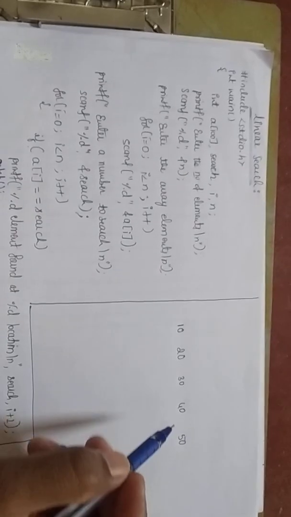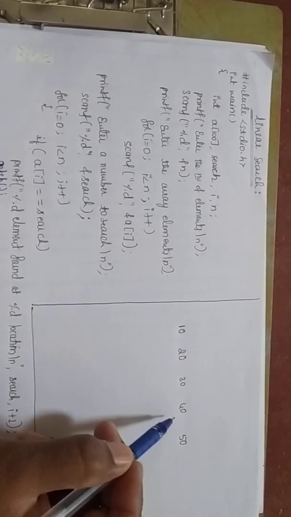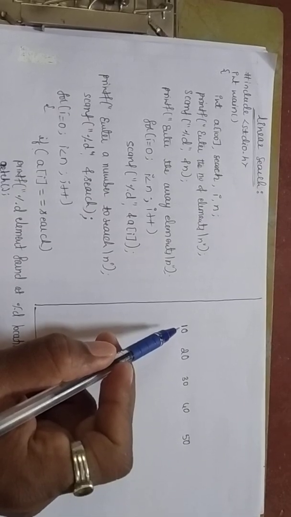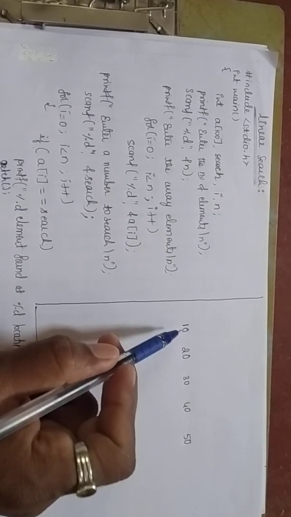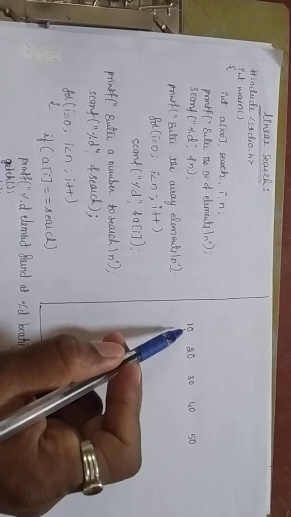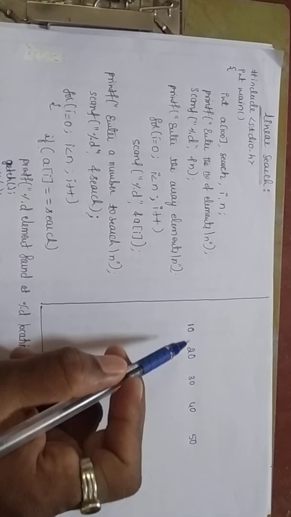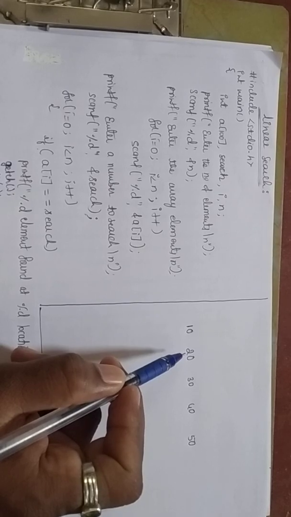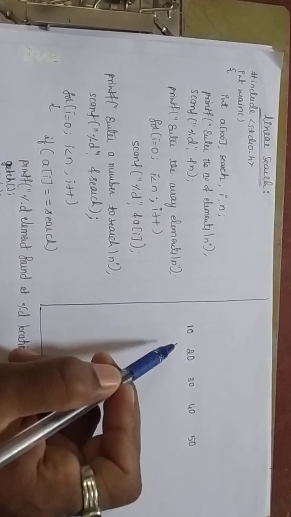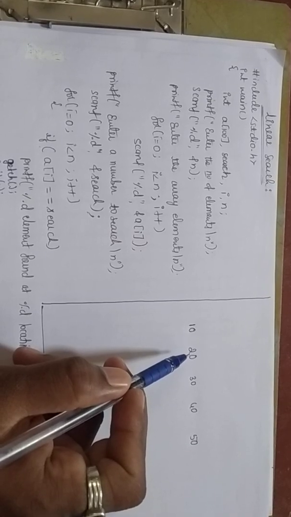Now we can observe 5 elements are here: 10, 20, 30, 40, 50. Now I am searching for the 40. In the sense, first I will check whether my key element 40 is equal to 10 or not. So here 40 is not equal to 10, so this is not my searching element. Next I will jump to the next element called 20. Now I will compare 40 with 20, whether 40 is equal to 20, no.